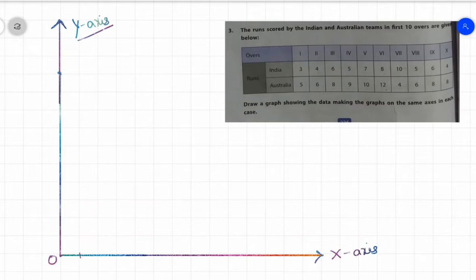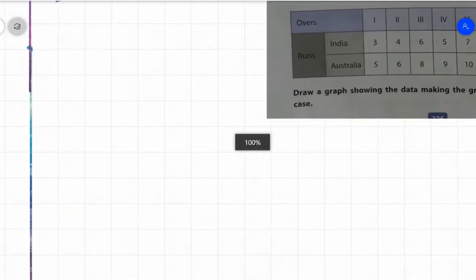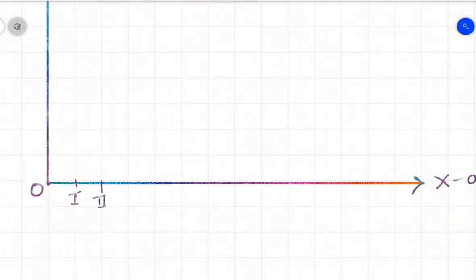So let us go for this. This is first, this is second. Let me make it big and then I will show you. See, on the x-axis I am plotting first over, second over, third over, fourth over, fifth over, sixth over, seventh over, eighth over, ninth over and 10th over. Okay, this is the 10th over.